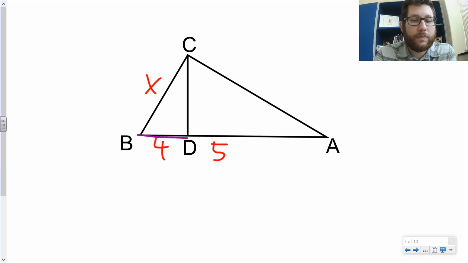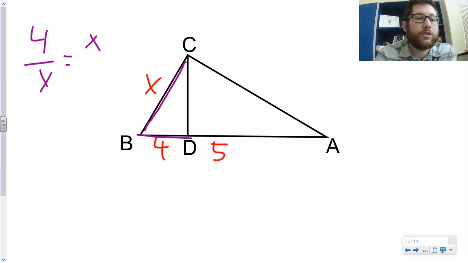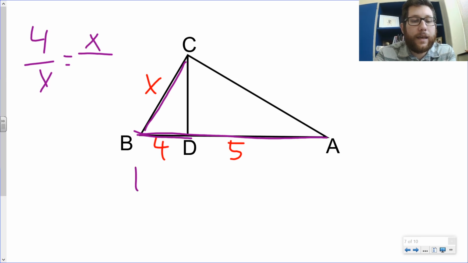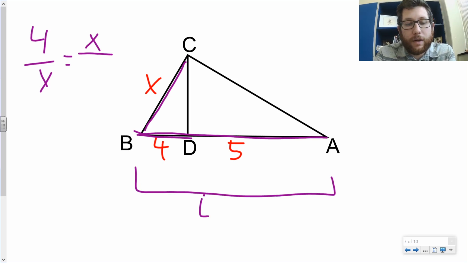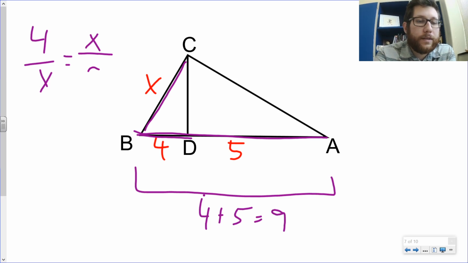Okay, so smallest of the small, that's 4, over largest of the smallest, that's x, is equal to the smallest of the largest, so that's my x side again. Notice the geometric mean here. And then the largest side, BA. Now wait a second, they didn't give us the whole length here, though they could have. What we're going to have to do is 4 plus 5, and that gets me to 9. So that's going to be 9. Sometimes they'll give you the full length, so don't add it if they give you the full length. If they don't, then you might have to add here. And then once again, we're just going to go ahead and solve this.